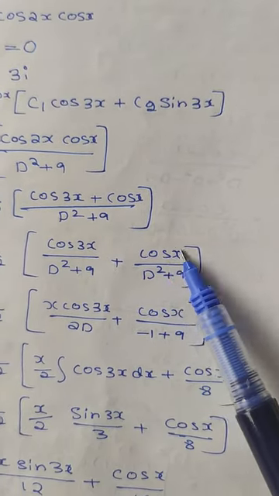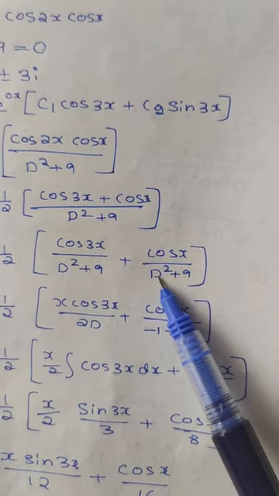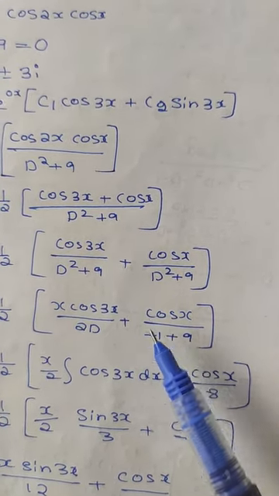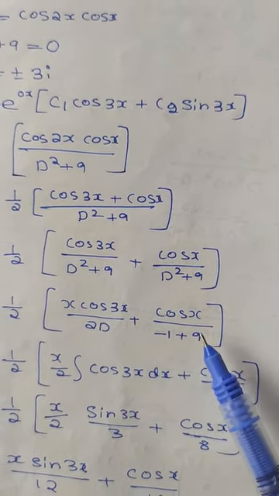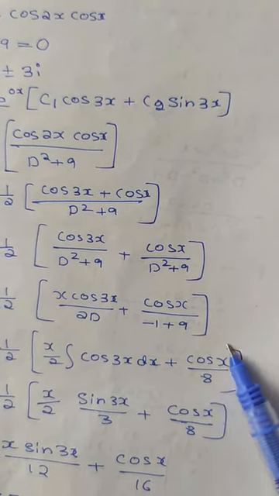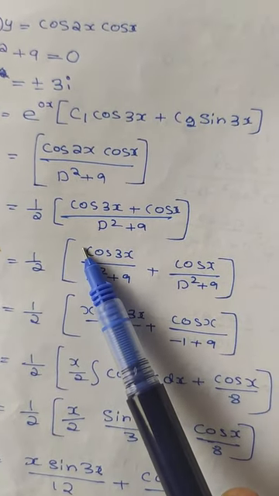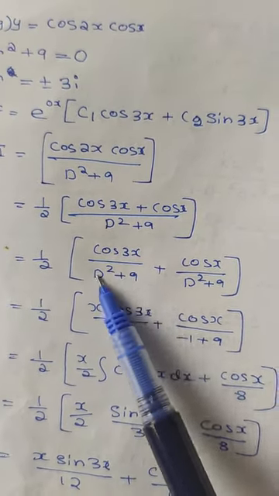Next term, cos 2x divided by... here what is a? A is 1. Replace d square by minus 1 square, that is minus 1. Minus 1 plus 9, we get cos x by 8 directly. This is your PI for the second term. But for the first term, you have to multiply the numerator with x and differentiate the denominator.